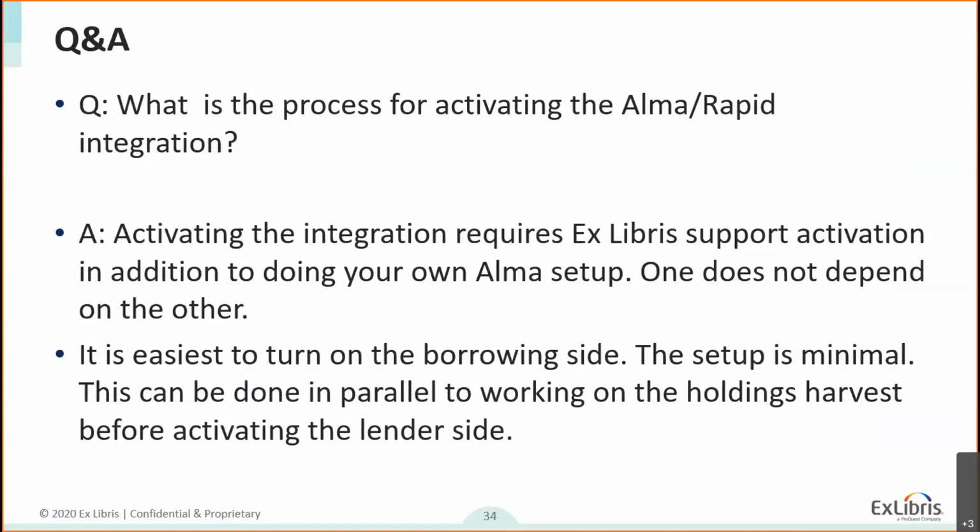So for example, turning on the borrower side is very minimal. All these publishing sets, OAI, all that is for the lender side. You can turn on the borrower side and still work on your setup of the lender side. Doesn't depend on one another. And the borrower side is very minimal. So you can start with your borrower side and in parallel work on your lender side.